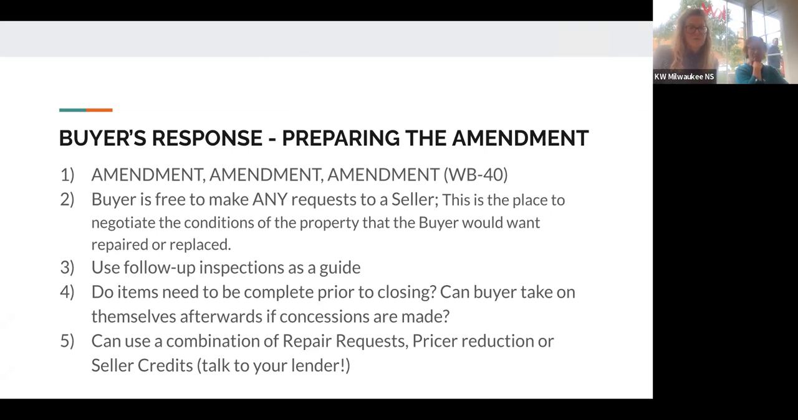or if the buyer is okay with taking the concession and using that to make the repair after closing. So in point 5 here, I say you can use a combination of repair requests, a price reduction, or a seller credit. Again, using that same $5,000 estimate to fix this foundation, instead of saying we want that repair made per the scope of work prior to closing, you can say, it's a $5,500 repair, the buyer would like to see a $5,500 price drop, and then they will take care of it after closing.